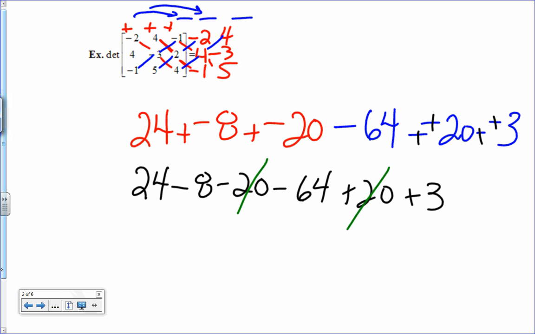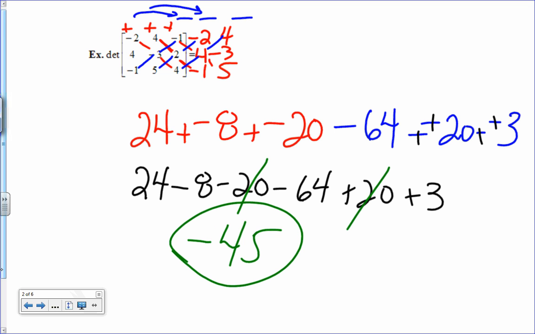Negative 45, I heard? Okay, and what does that determine? That there is an inverse to this matrix. Okay. It helps you more in just determining, but that's the first thing it does. It determines that there is an inverse. Any questions so far?